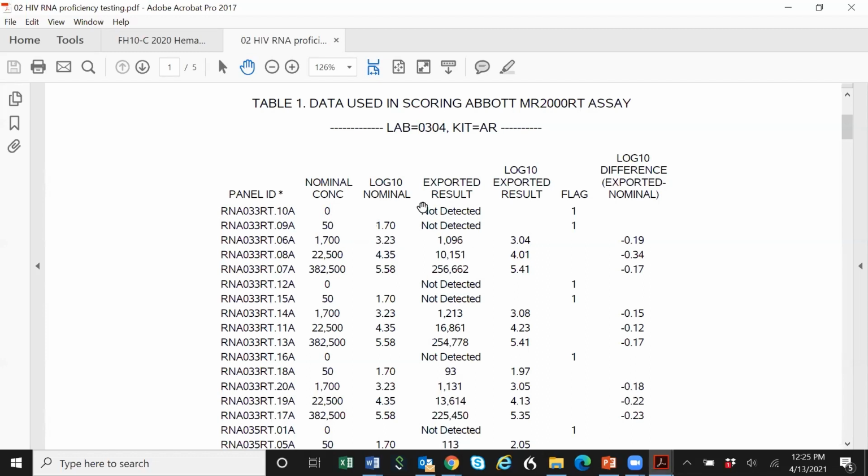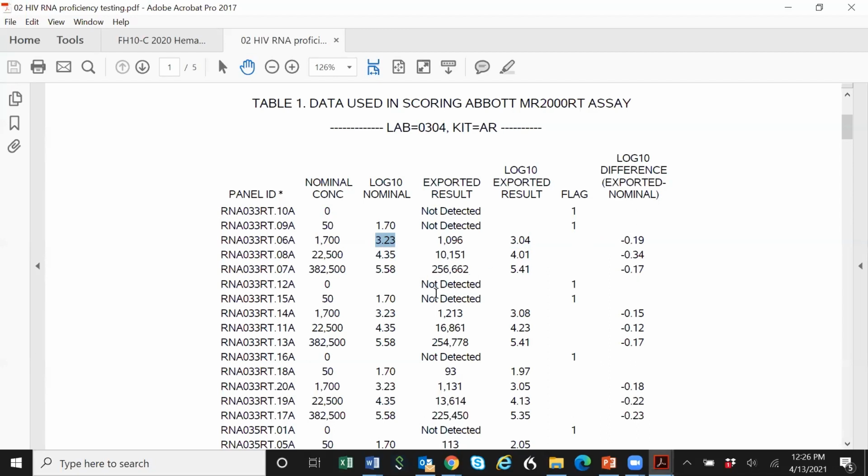So the lab reported the first one as not detected, which is appropriate for 0. And it reported the second one also as not detected, and we'll discuss whether that's appropriate or not. And then it reported the third one as 1096, versus 1700. But we are not judged for this, or for many PCRs, by the numerical results. Rather, we're judged by the log 10 results. And here you can see our log 10 is 3.04 versus a log 10 of 3.23. So it's pretty close. And then here on the last column, it just shows you the log 10 difference, okay?